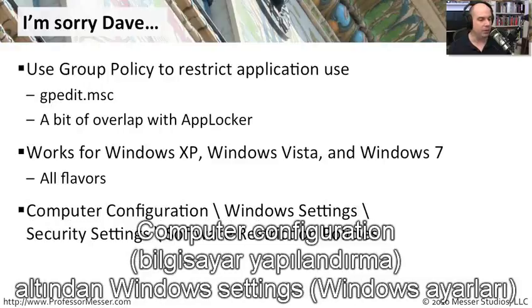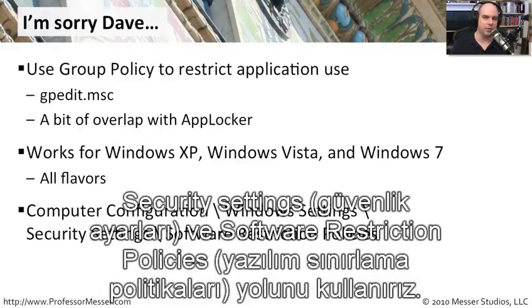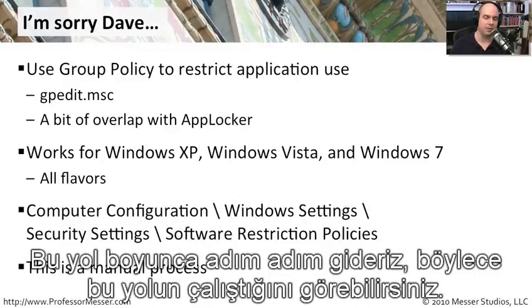We're going to go to the settings in your local security policy or your group policy editor under Computer Configuration, Windows Settings, Security Settings, and Software Restriction Policies. And we'll step through those so that you can see exactly the way that works.